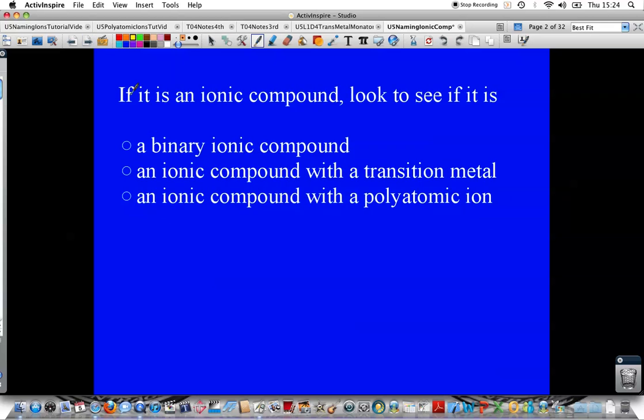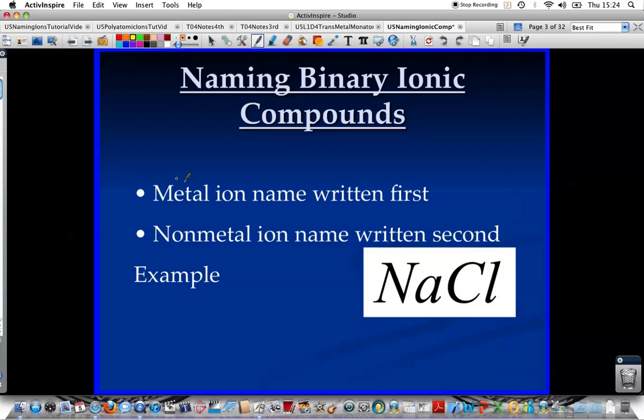Okay, so if it is an ionic compound, there are basically three types of ionic compounds we can have. We can have what's called a binary ionic compound. It's basically a metal and a nonmetal, a metal ion and a nonmetal ion sticking to each other. An ionic compound with a transition metal has some different kinds of rules. We use Roman numerals with that one to show the charge on the ion. And then we have polyatomic ions, where we have to use the polyatomic ion chart or memorize the polyatomic ions. So let's look at some different kinds.